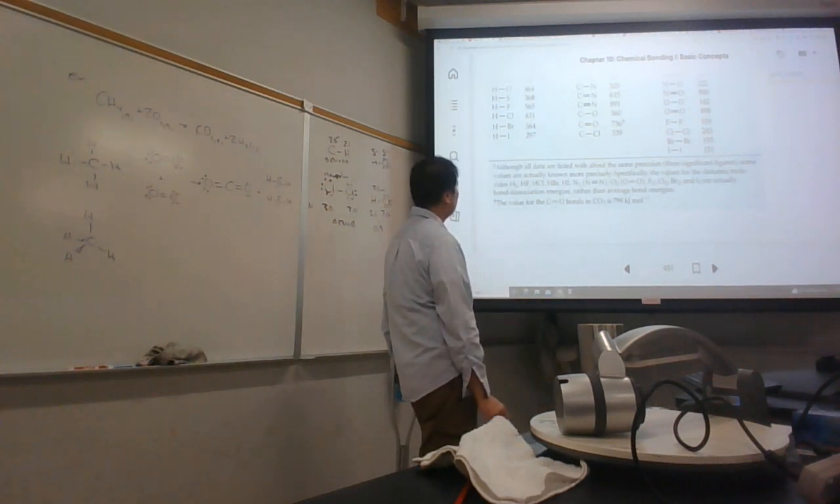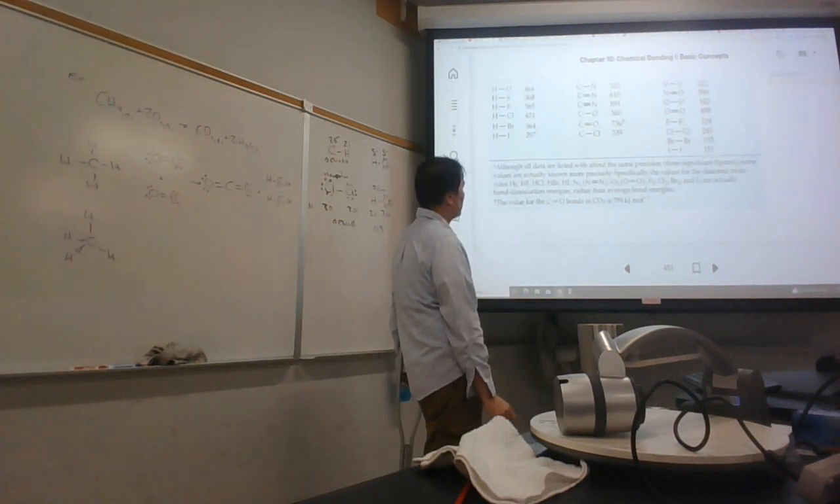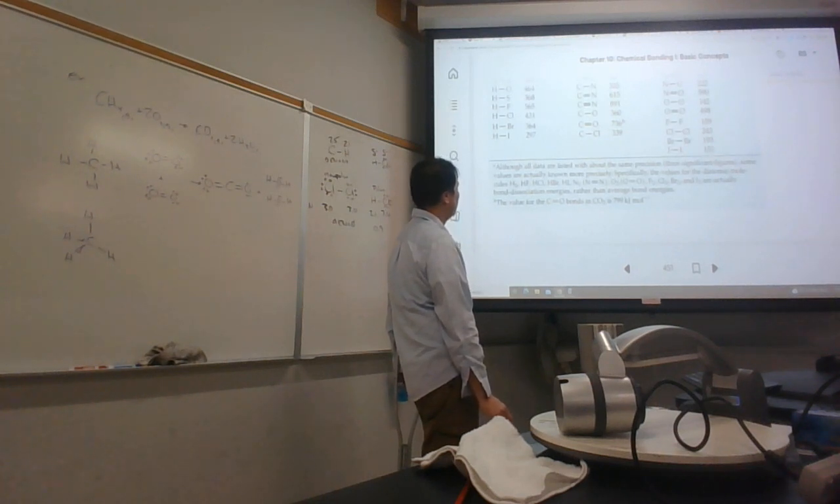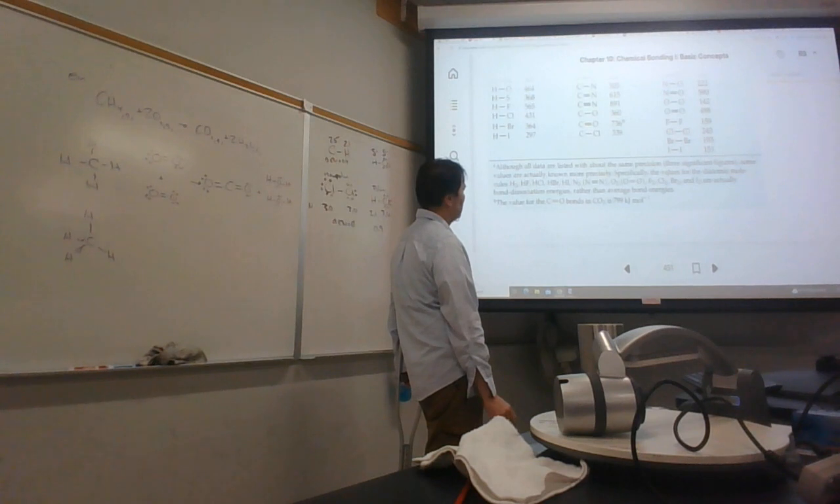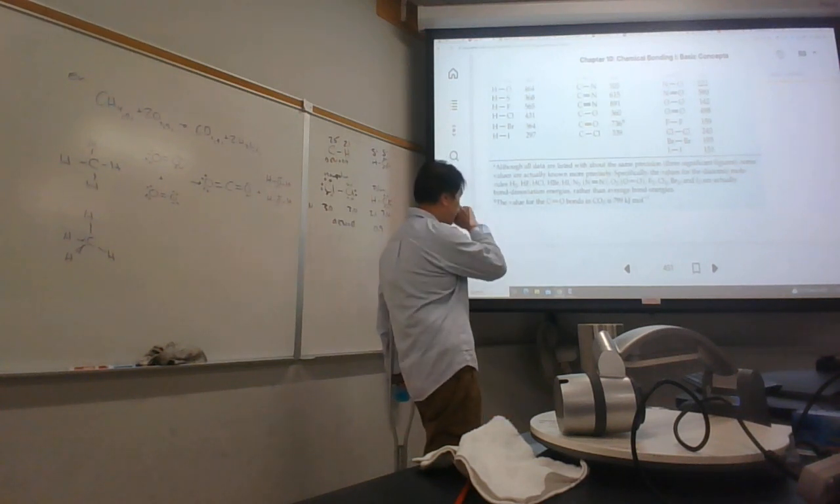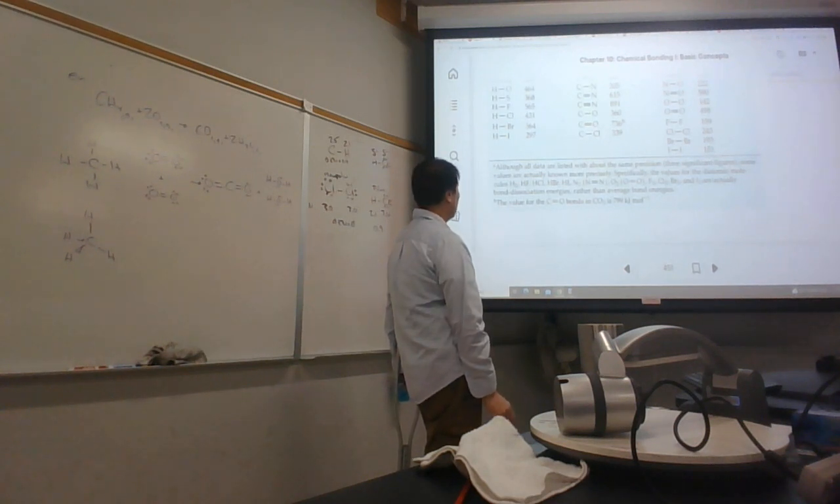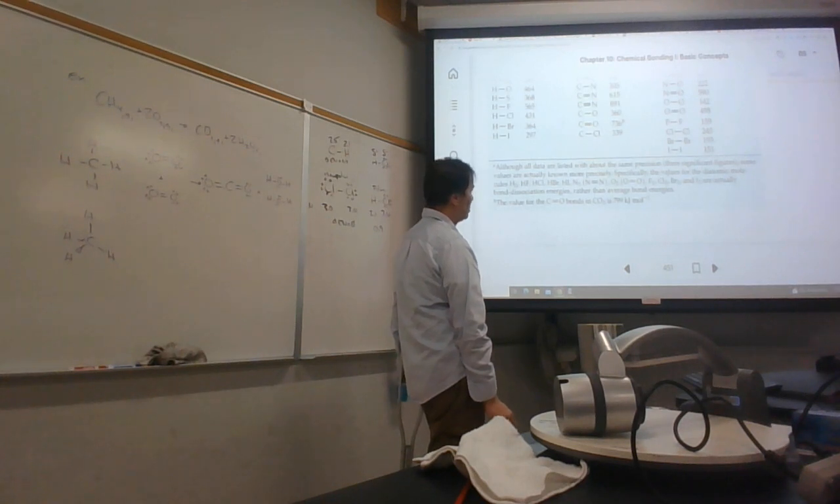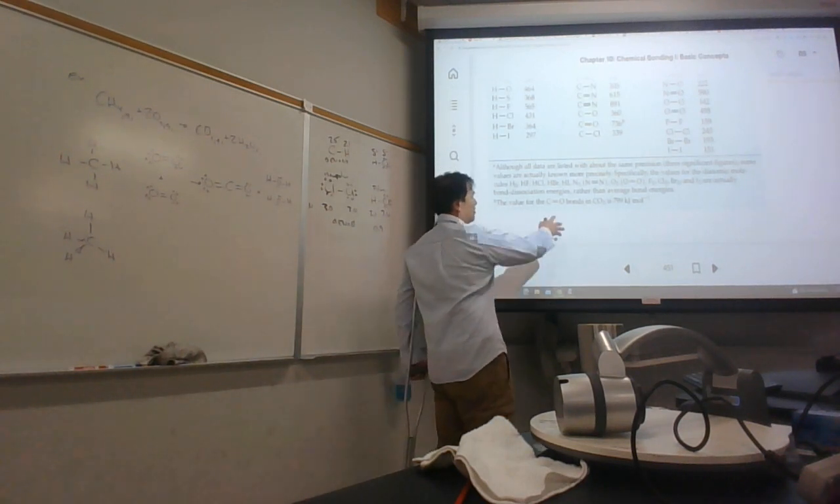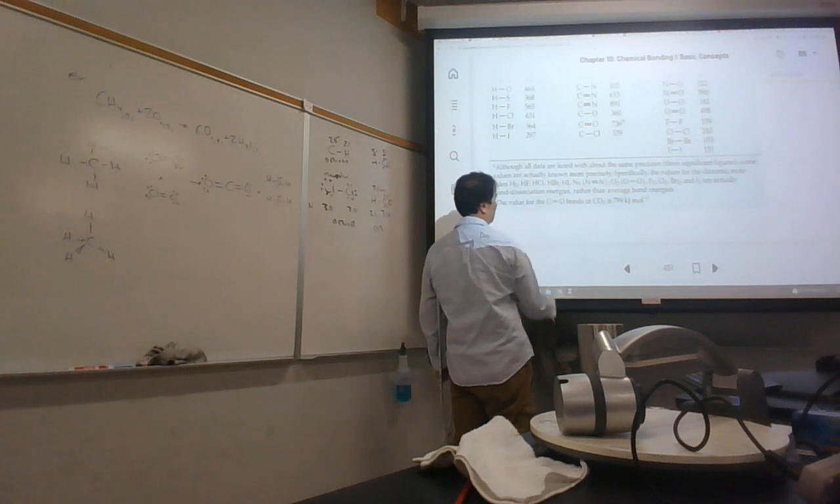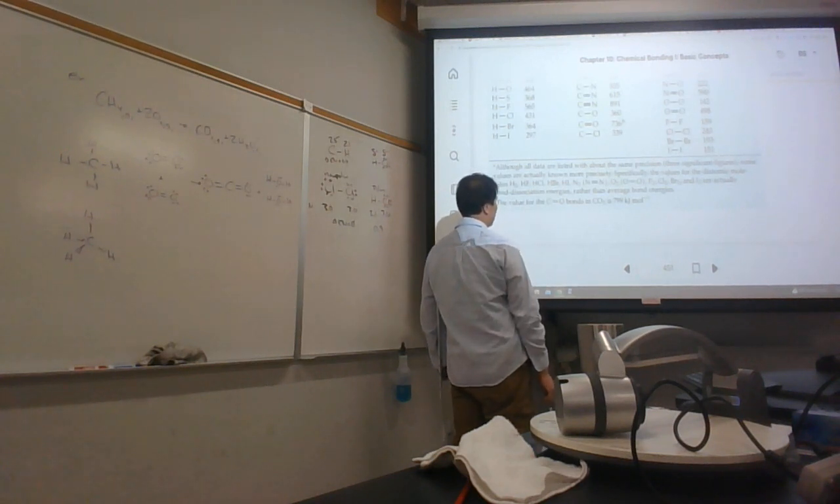A, although all data are listed with about the same precision, three significant figures, some values are actually known more precisely. Specifically, the values for the diatomic molecules, H2, HF, HCl, HBr, HI, N2, O2, etc., are actually bond dissociation energies rather than average bond energies. And so the ones that are known precisely aren't averages. There's only one bond, and that's the energy for that bond.